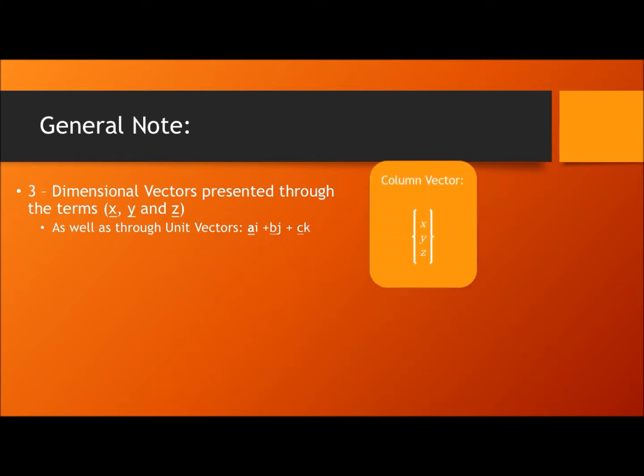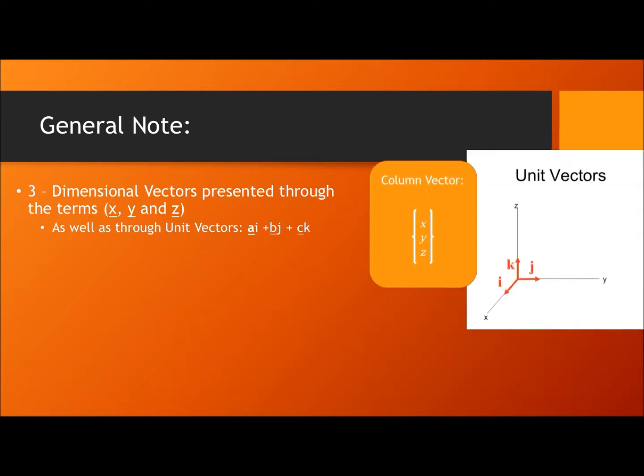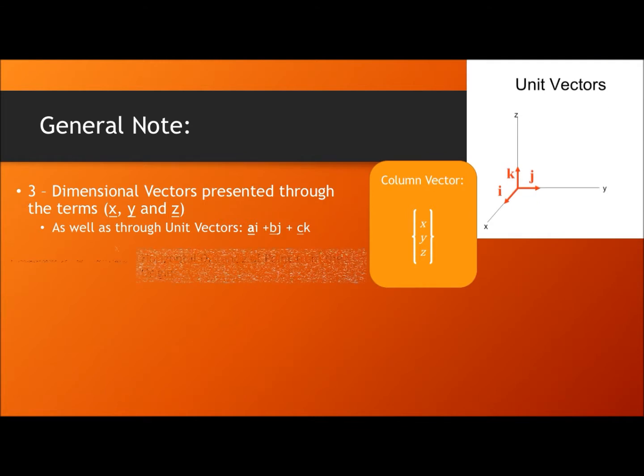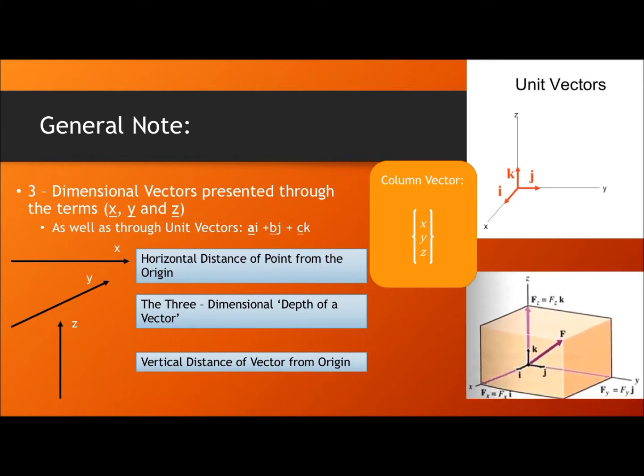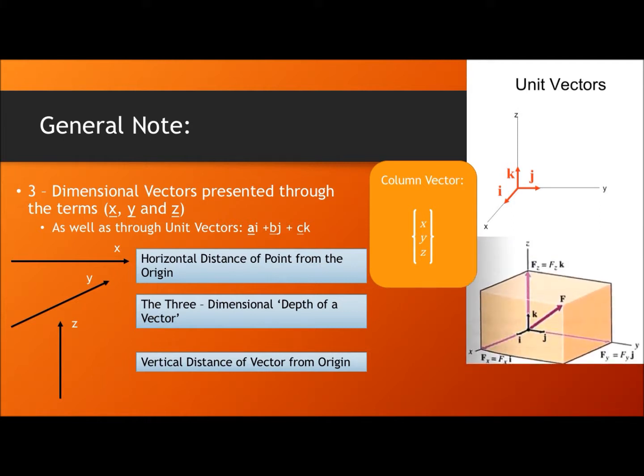These form three axes where the x term of a vector is equal to the horizontal distance of a point from an origin, whereas its y term is equal to the depth of a point upon a shape, and finally its z term is equal to the vertical distance of a point from its origin.